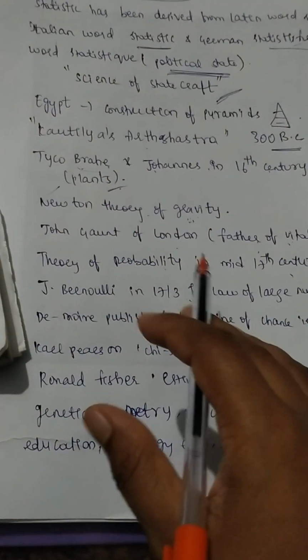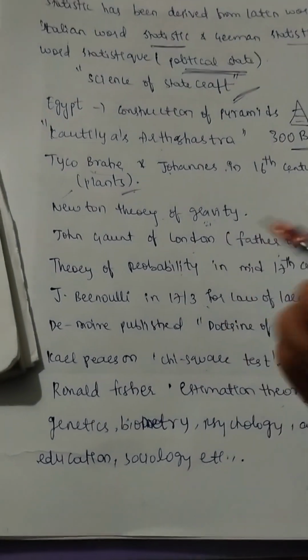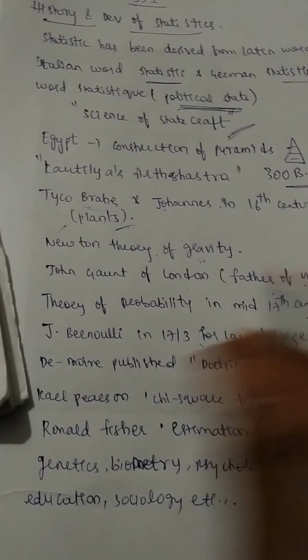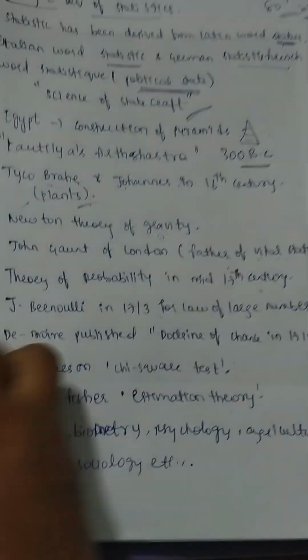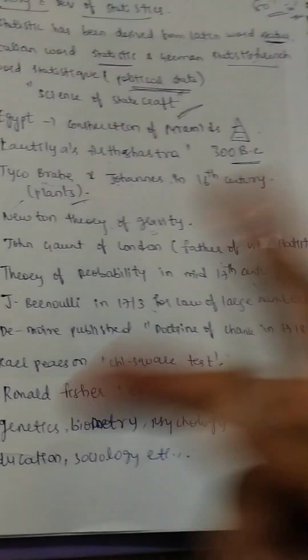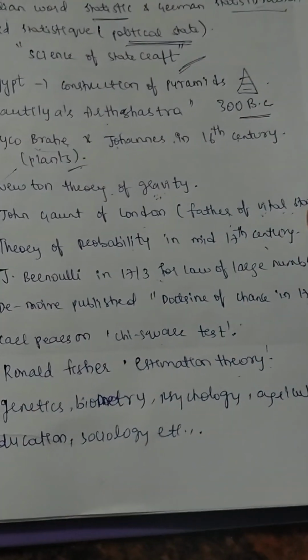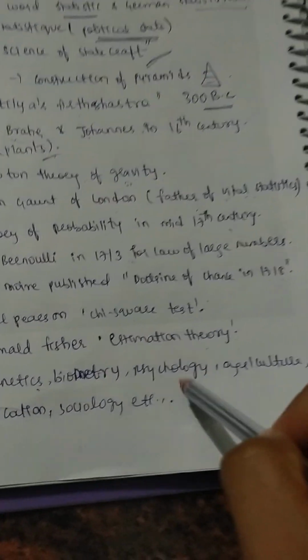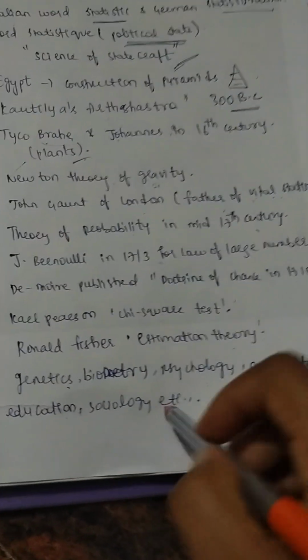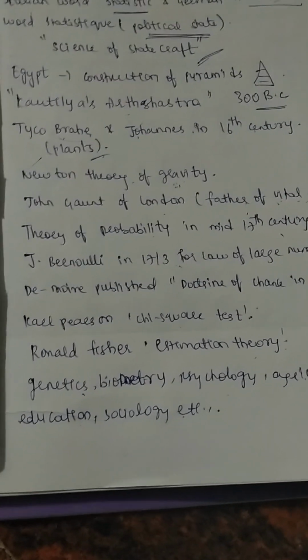What this all means is that statistics has been there since 300 BC. From that period it has evolved step by step, more and more, into almost all professions. We are using statistics in every field and every area: genetics, biometry, psychology, agriculture, education, sociology, mathematics, and economics. Even economics uses statistics. How is economics related to statistics?